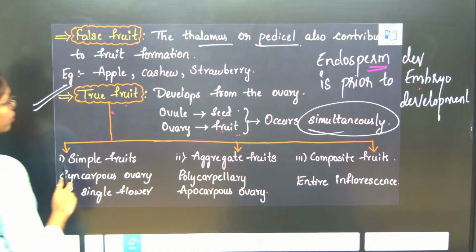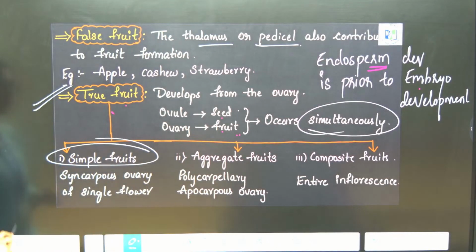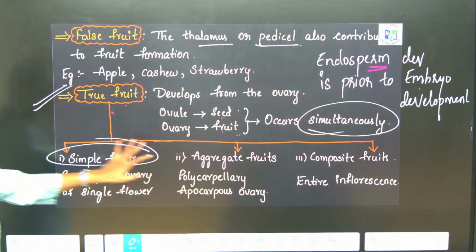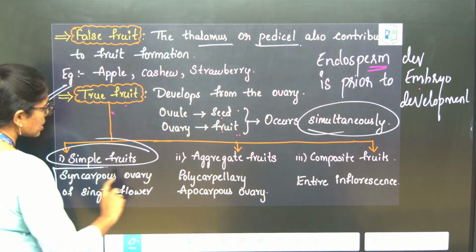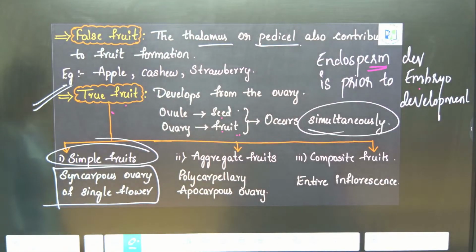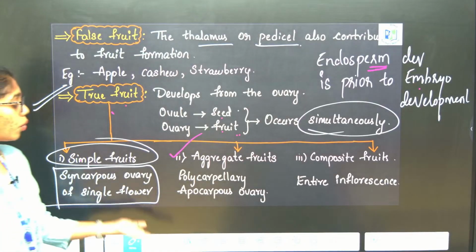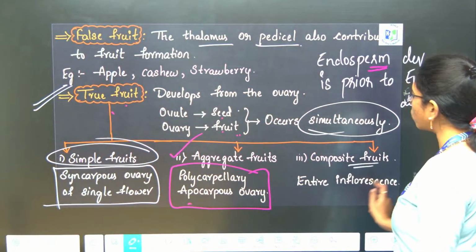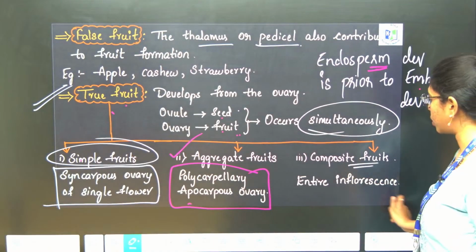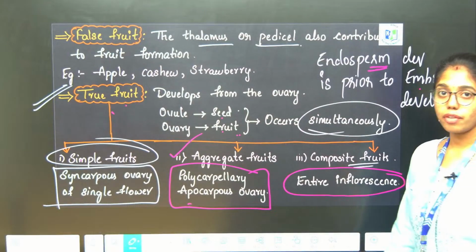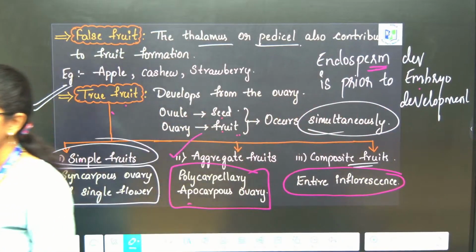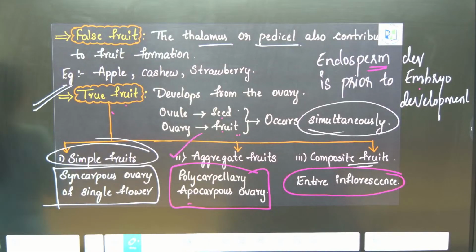In true fruit we have discussed 3 types: simple, aggregate and composite. Simple fruits are formed from a single syncarpous ovary of a single flower. Aggregate fruits are formed from polycarpellary apocarpous ovary. Composite fruits are formed from the entire inflorescence. If you want, just take a screenshot of it.